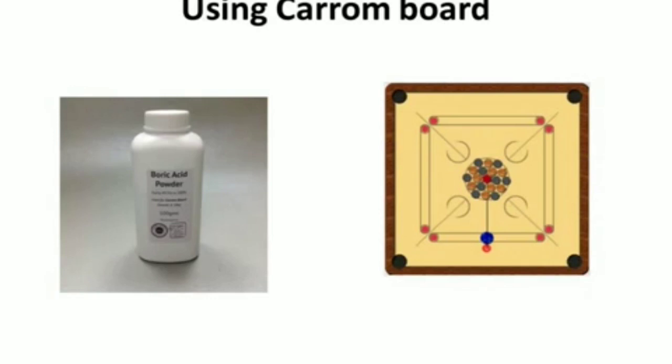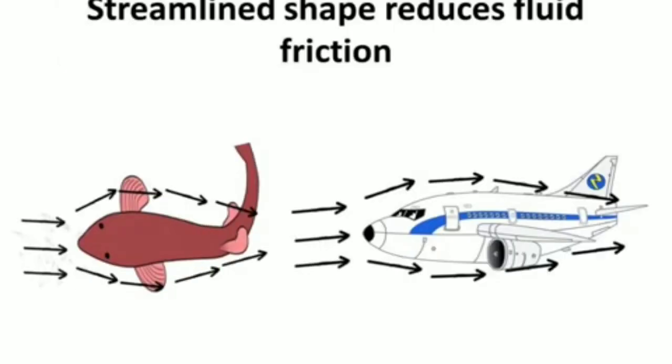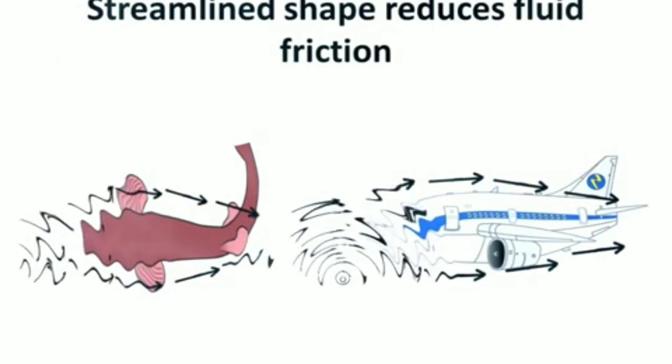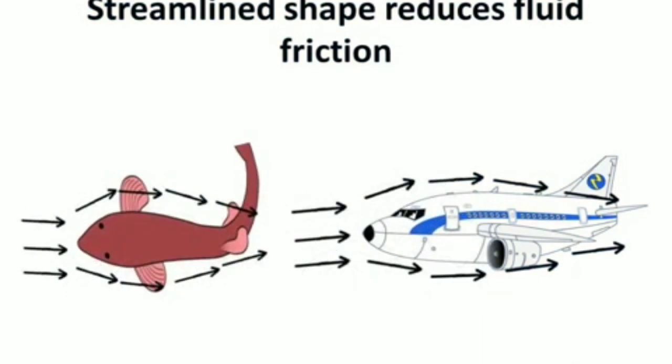And how is fluid friction or drag reduced? Fluid friction can be minimized by giving suitable shapes to the bodies moving in the fluids. Hence, aeroplanes, jets, etc.